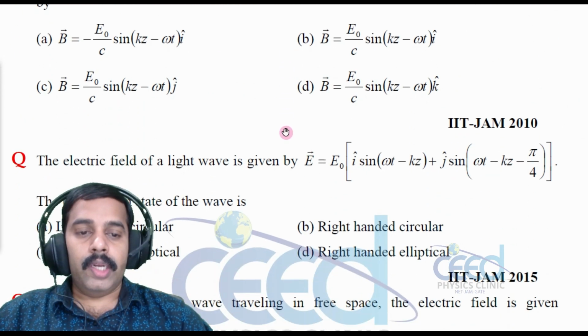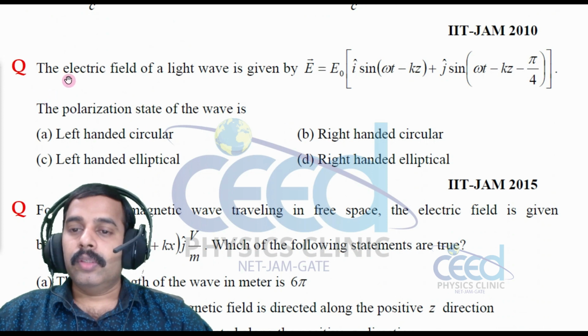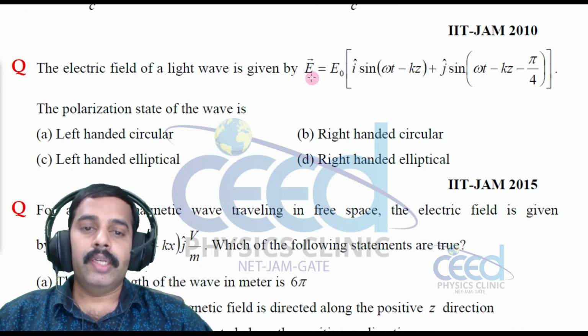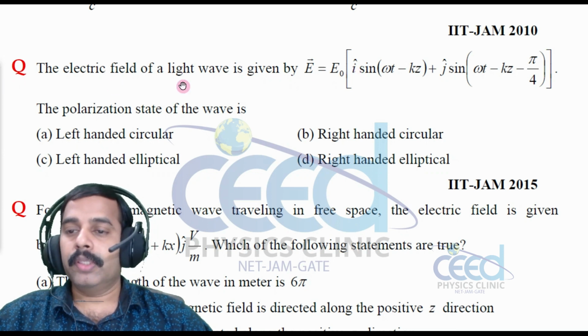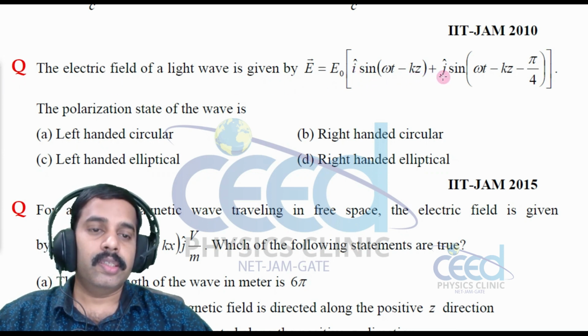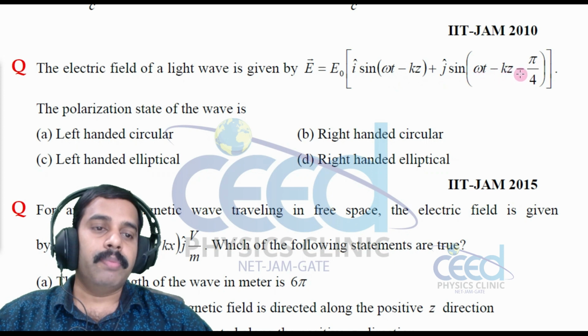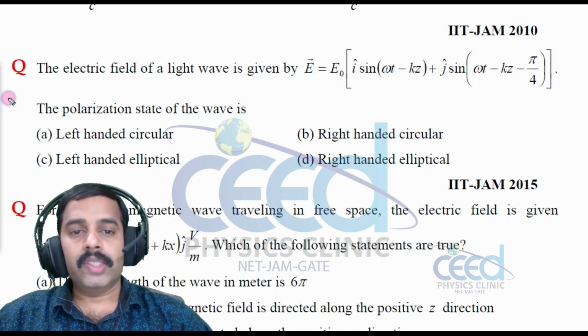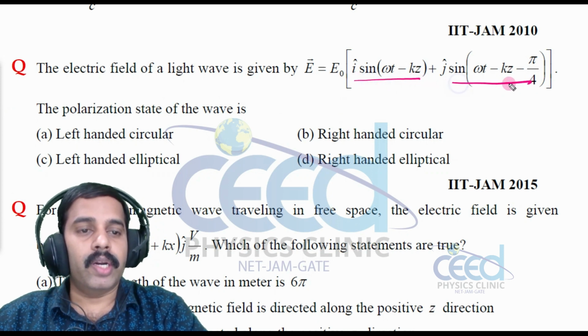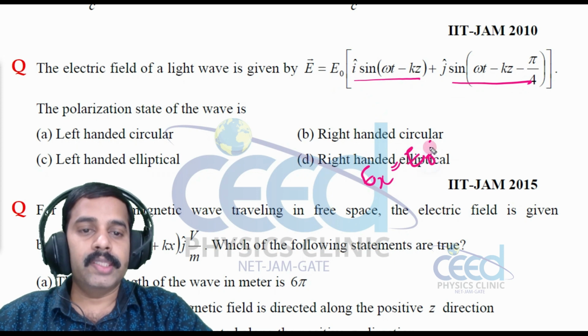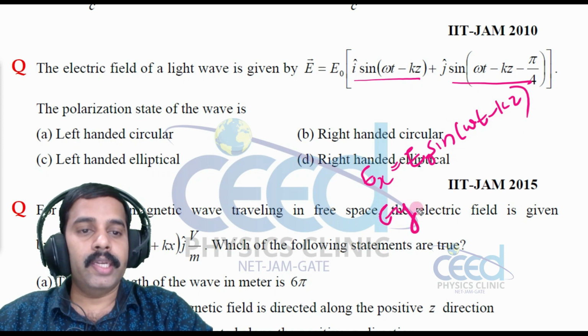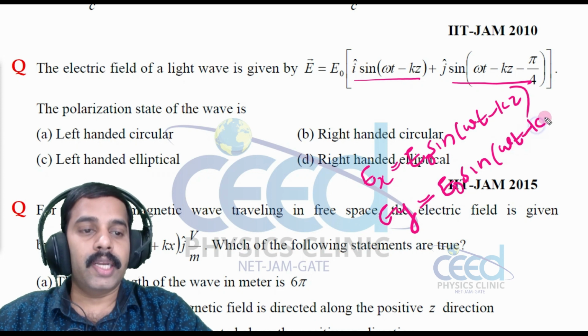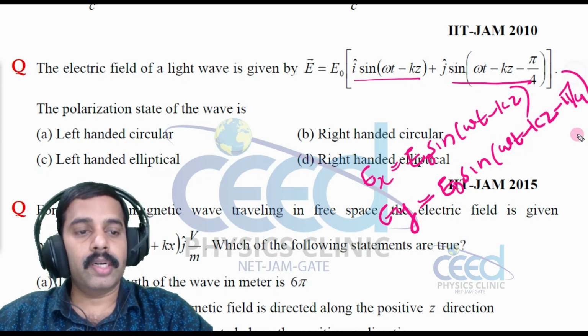Now let us come to another question. The electric field of a light wave is given by E is equal to E0 [I cap sin(omega t minus kz) and j cap sin(omega t minus kz minus pi by 4)]. So it has two components, one x component and one y component. So Ex is equal to E0 sin(omega t minus kz) and Ey is equal to E0 sin(omega t minus kz minus pi by 4), right?